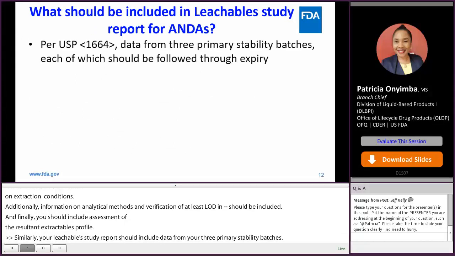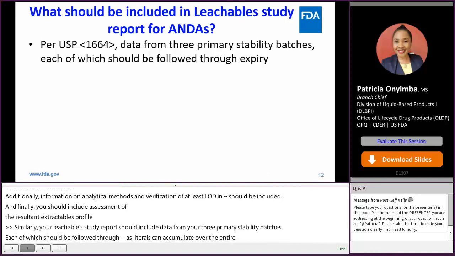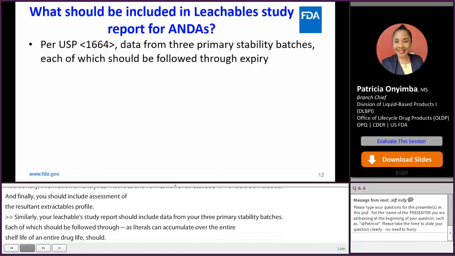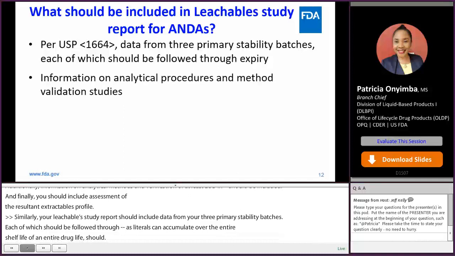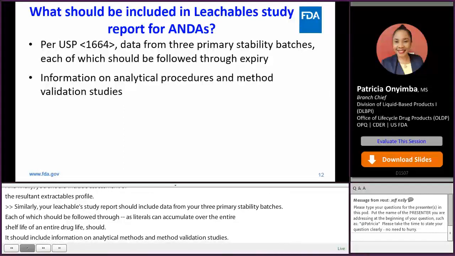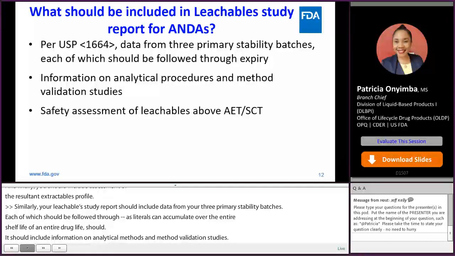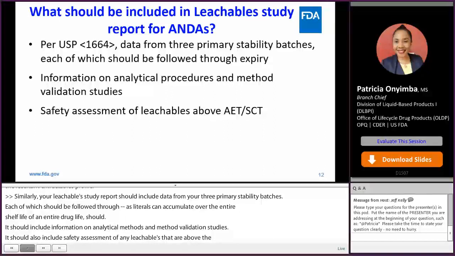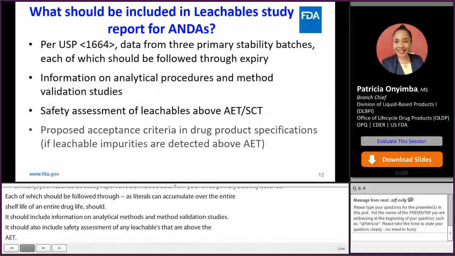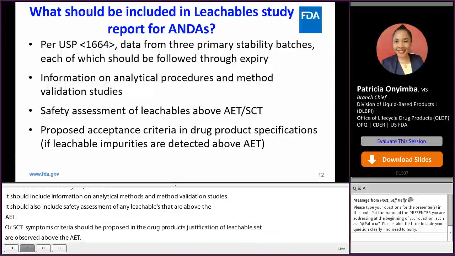Similarly, your leachables study report should include data from your 3 primary stability batches, each of which should be followed through expiry, as leachables can accumulate over the entire shelf life of a drug product. The report should include information on analytical methods and method validation studies. It should also include safety assessment of any leachables that are above the AET or SAT. Finally, acceptance criteria should be proposed in the drug product specification if leachables are observed above the AET.